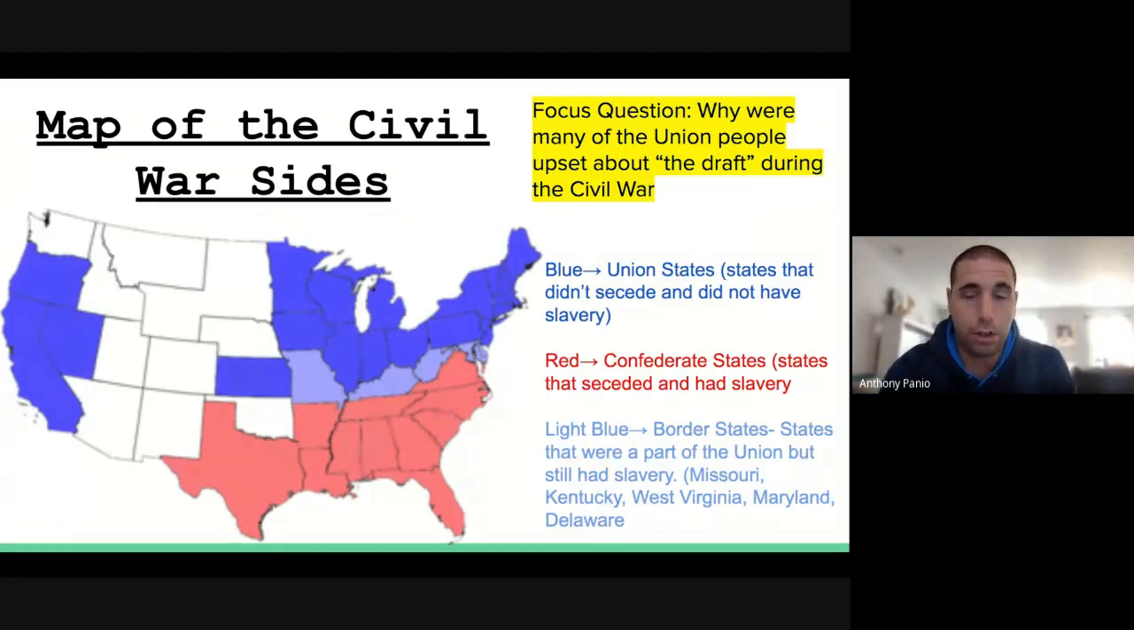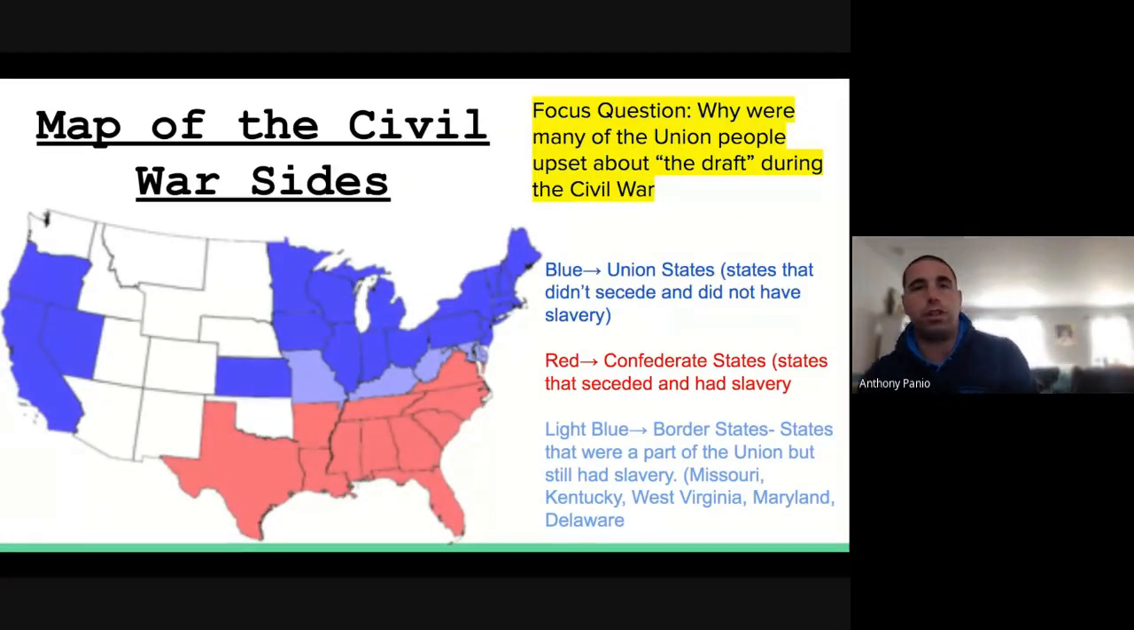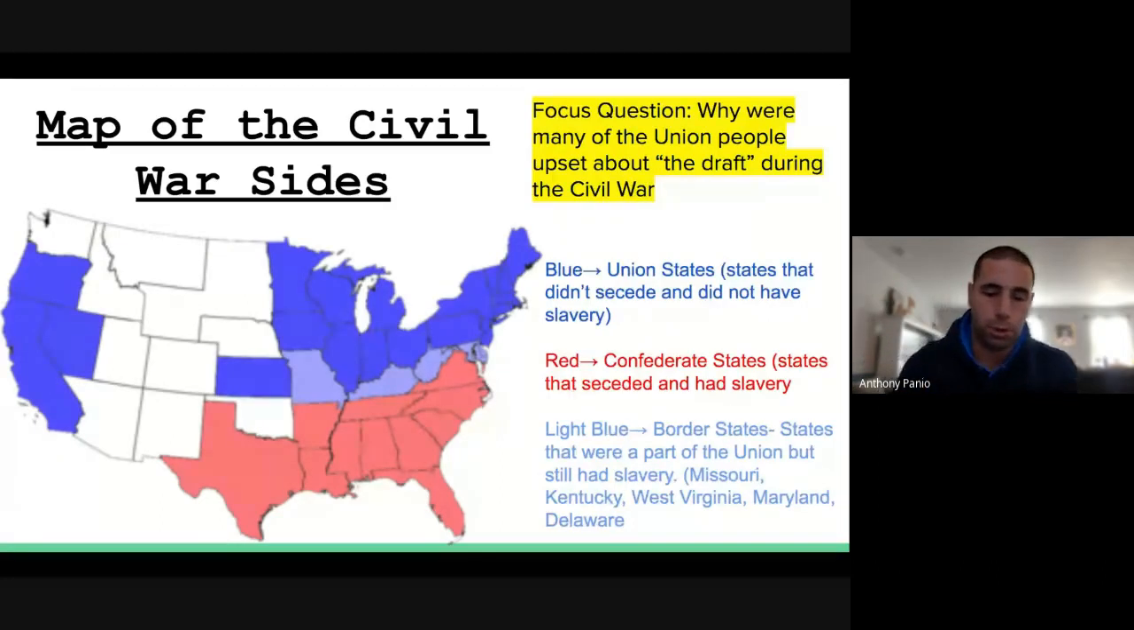Even though they were on the Union side, they were allowed to keep slavery. So they had slaves, but they did not secede. Therefore, they fought on the Union side. So this is also going to lead the Union to be a lot more careful about coming strictly out against slavery, because if they come strictly out against slavery, they will basically lose these five border states to the South. And some of these states, specifically Maryland, is pretty strong.